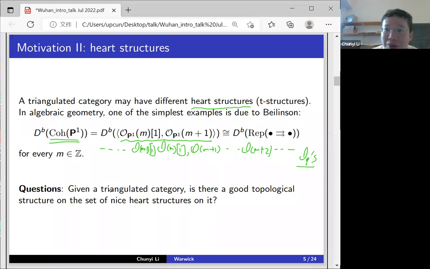But somehow one can be curious to ask: if I take all of the different heart structures on this triangulated category, possibly requiring the heart to be very nice, is there a good topological structure on the collection of all of them? That's another motivation. Given those two motivations, of course, as explained, this is not the original motivation. Actually, it's just something that algebraic geometers hoped for before this concept was introduced.